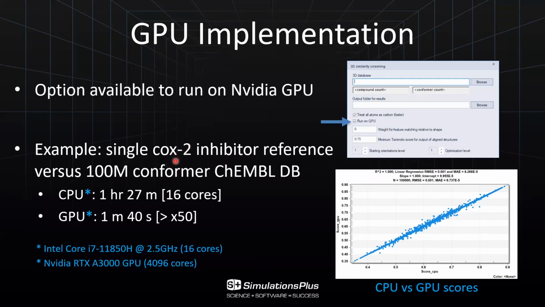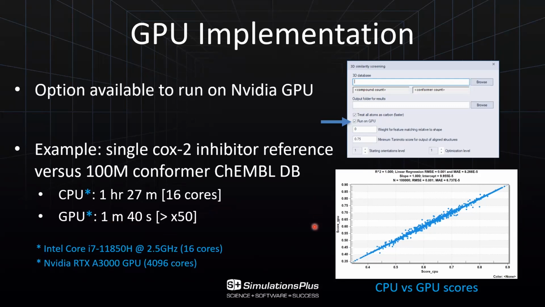And then this just describes a simple timing test that was run on a laptop with the specification shown here. So using a single COX-2 inhibitor as the reference against a 100 million conformer database of chemical compounds. On the CPU, the screen takes about an hour and a half, using all 16 available CPU cores. And then on the GPU, it's well under 2 minutes. And that 50 to 60-fold speed up is what we've observed across multiple examples, though obviously that would depend on the hardware that's being used.